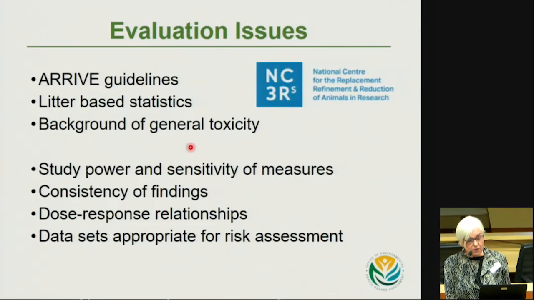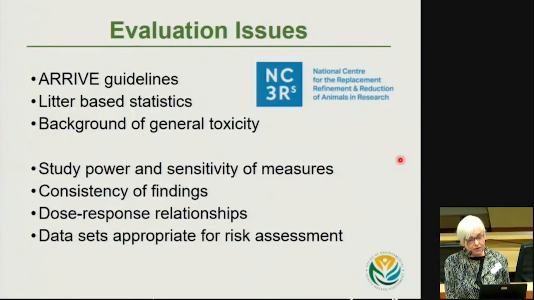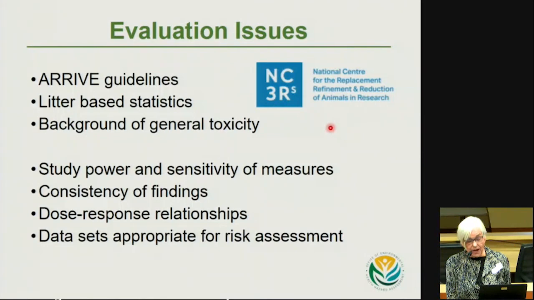Evaluation of the studies. So this is what we're currently doing. It's a complex set of studies, and we need to evaluate it correctly. We're summarizing all the studies in tables using the ARRIVE guideline categories. These are guidelines established by the National Centre for the Replacement, Refinement and Reduction of Animals in Research to determine whether studies are fully enough reported to be evaluated with some certainty. We're adding to the ARRIVE guideline categories whether or not the statistics were litter-based, an important consideration in our area, and whether there was a background of general toxicity.